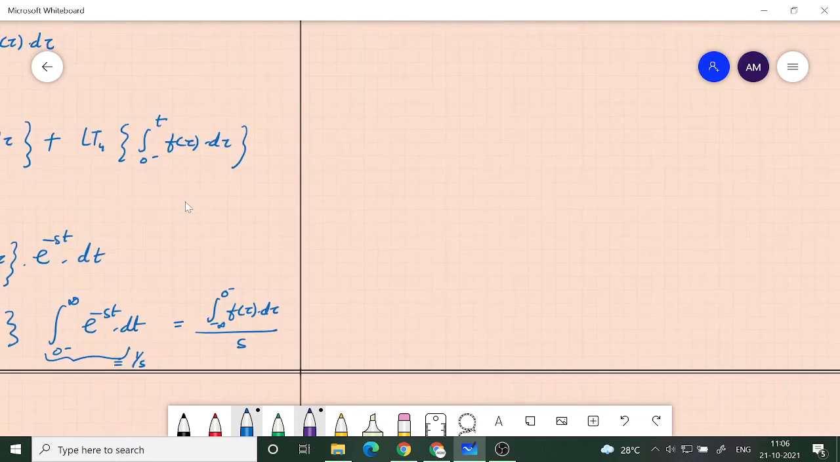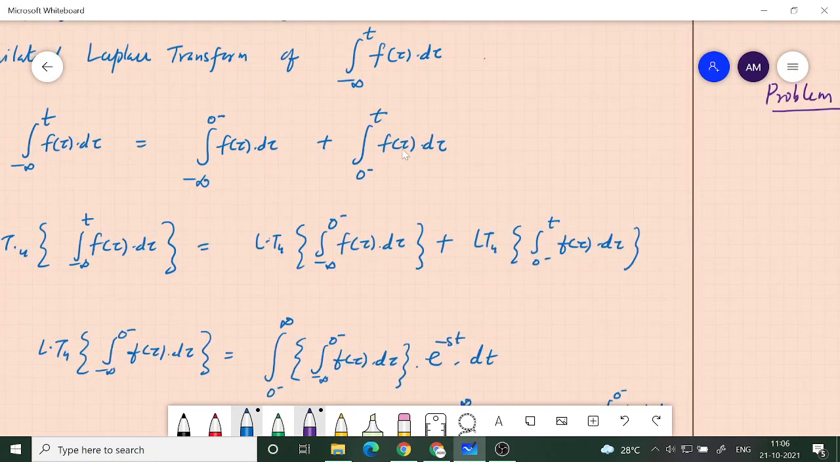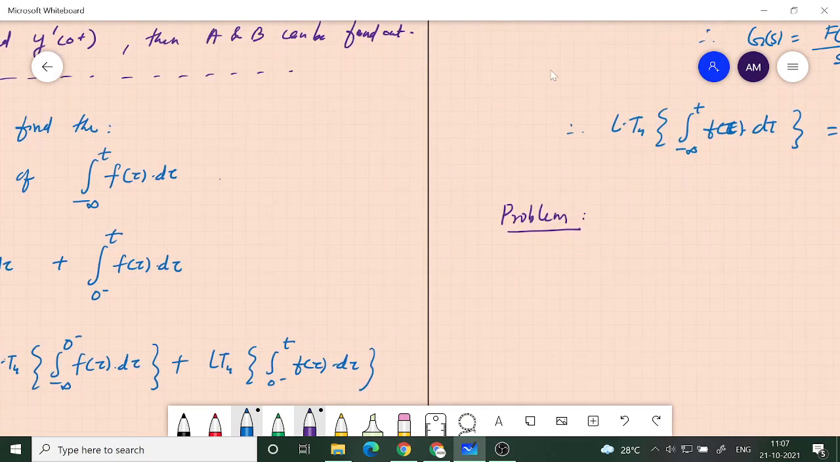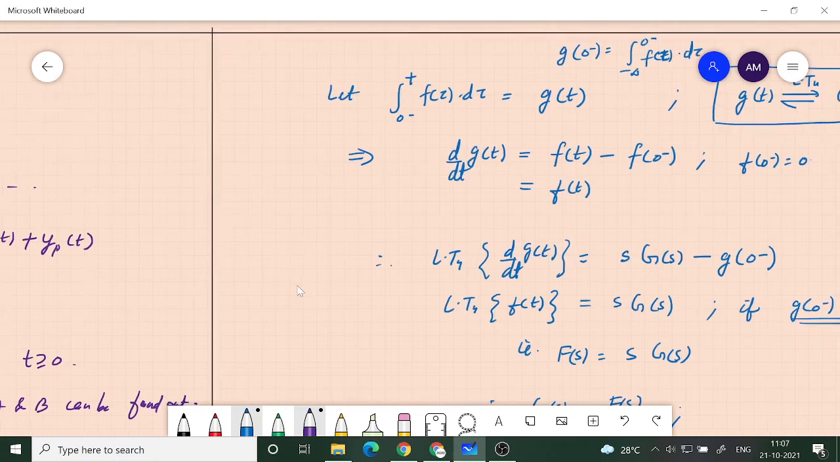Okay, so what I did is I split the integral into two parts. This part I called g of t, and this is basically g of 0 minus. If I put t equal to 0 minus in this integral, I call it g of t, that will be g of 0 minus, right?